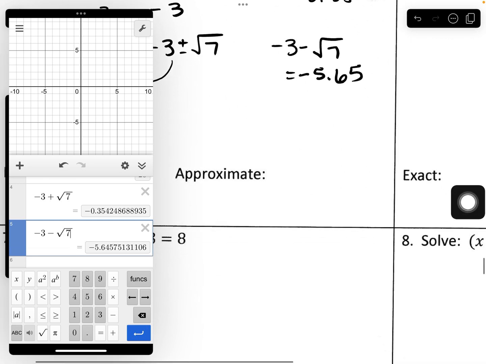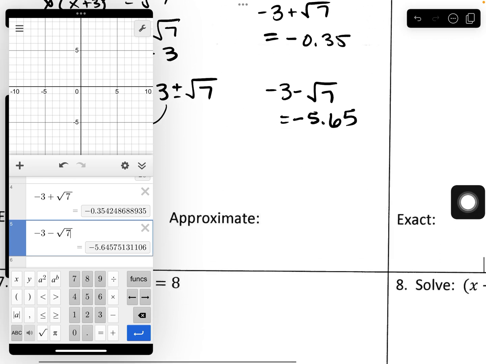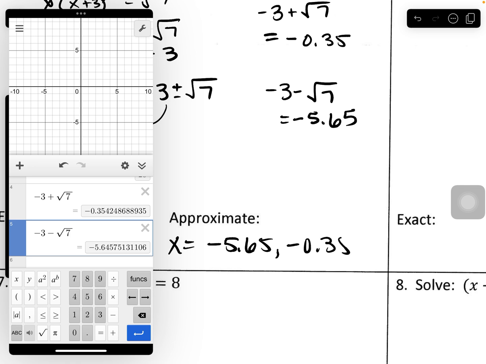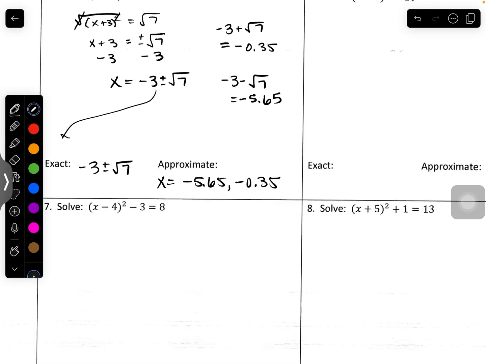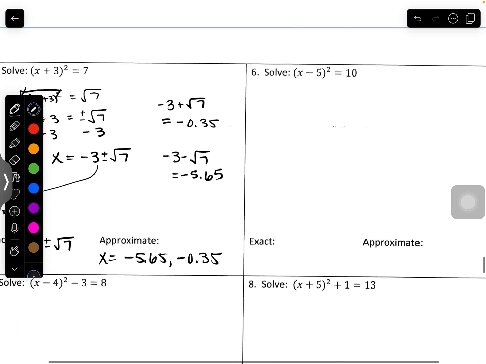So my approximate answers then, and I'll put them in ascending order, negative 5.65 and negative 0.35. So again, for these types of problems, you're doing the same thing that you did when you take square roots, when there's not those parentheses, when there's just two terms. But you're going to just make sure that the parentheses squared is isolated.